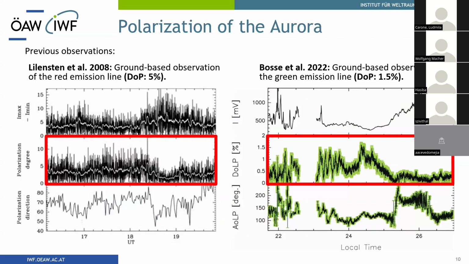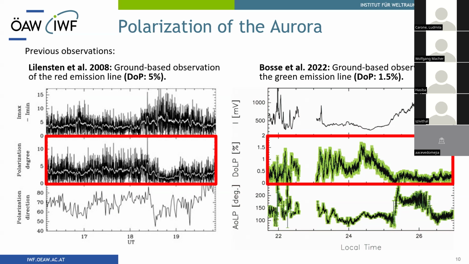Now, polarization and aurora together, what happened? There are previous observations from the ground in 2008 on the red line. This is the plot on the left side here. This is a time series of the degree of polarization, so the amount of linear polarization. And they measured that the red line was about 4 or 5% with some fluctuation. So this was back in 2008. And more recently, in 2022, they measured it in the green line at about 1, 1.5%. So both the red and the green line seem to have linear polarization.